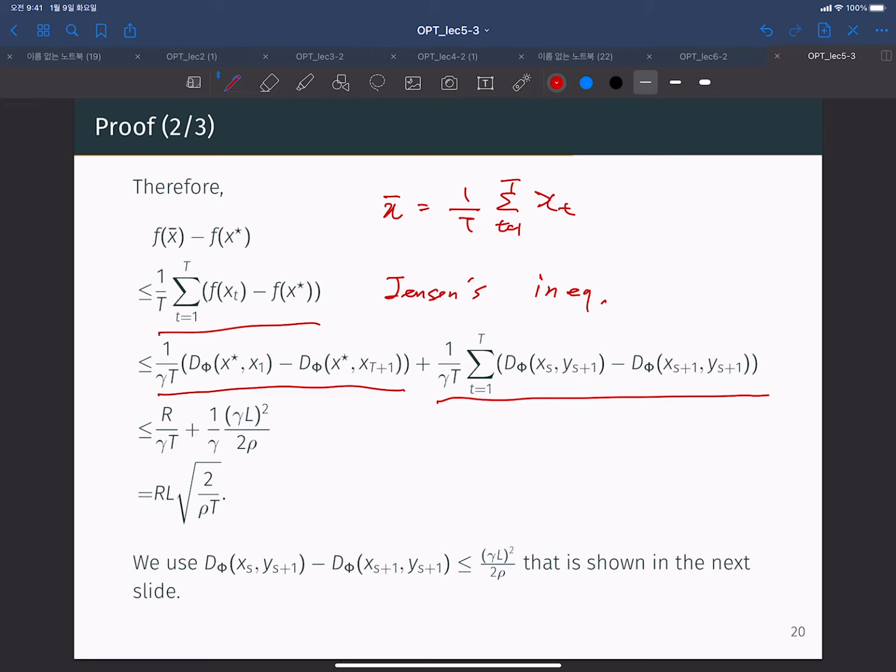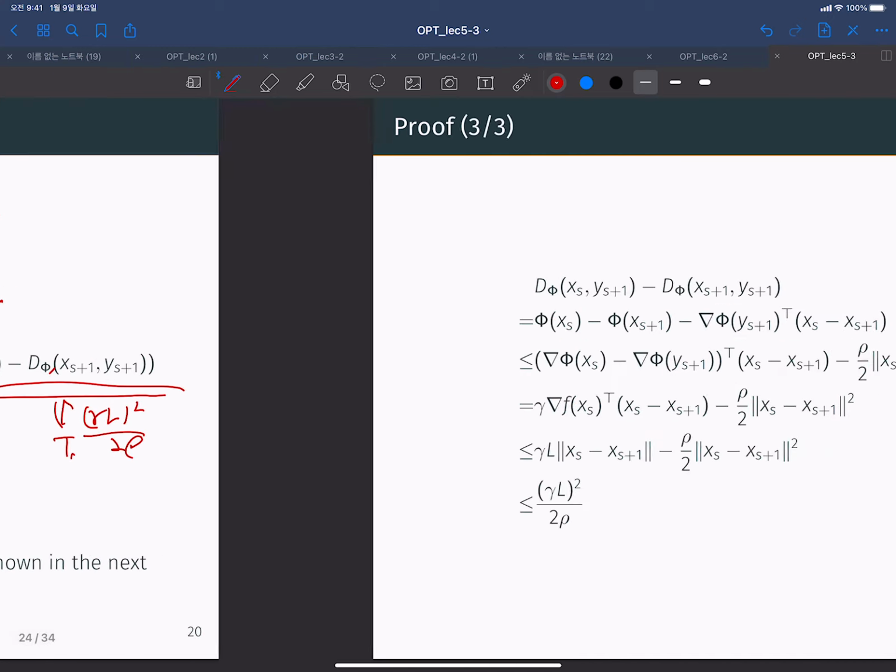Indeed, we can upper bound this term by gamma L squared over 2 rho. So we can replace this term by gamma L squared over 2 rho times capital T, because there are capital T terms. And so we have this. Then when we replace gamma by its definition, finally we have this theorem. In the next slide, I will show why this inequality holds.